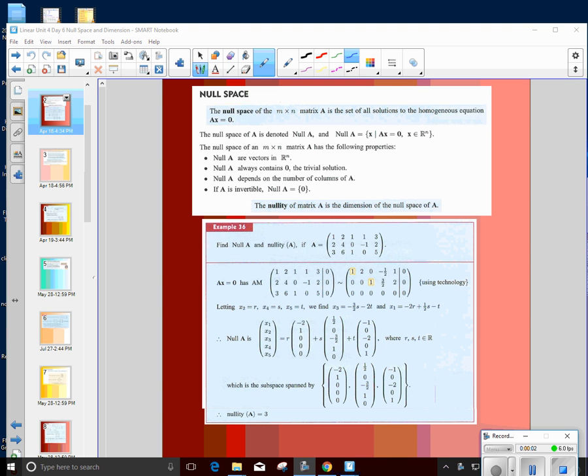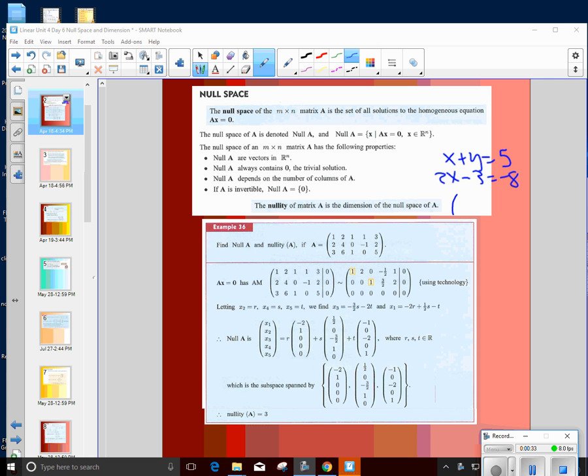Welcome to review for null space and nullity. We're going to cover this again briefly so that you can see how it all wraps together. The whole idea of null space is, we're used to x plus y equals 5, 2x minus 3y equals negative 8.